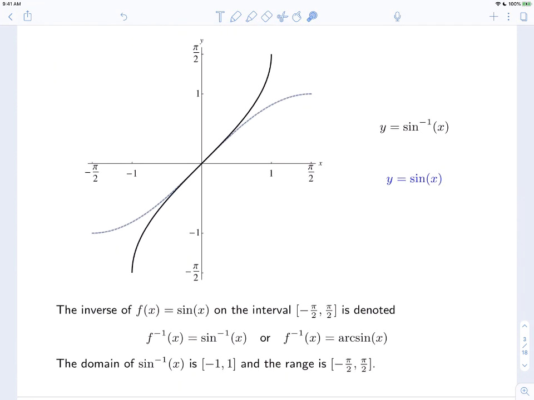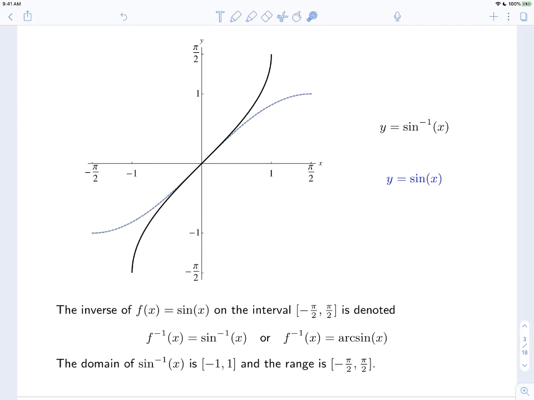Here we see just the portion of the function that we're looking at on the restricted domain. So the dashed curve here, which is in blue, that's y equals sine of x, but it's just a portion of it. It's just the part of the graph from x equals minus pi over 2 to x equals positive pi over 2. This is where it's one-to-one. This other graph here is the inverse. Notice that this is the reflection of y equals sine of x through the line y equals x. That's how you obtain the graph of an inverse.